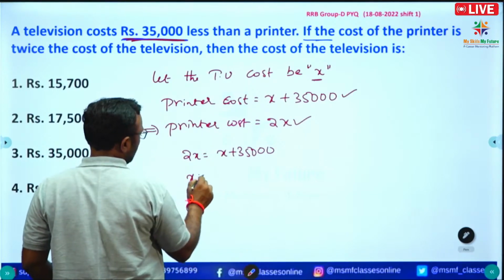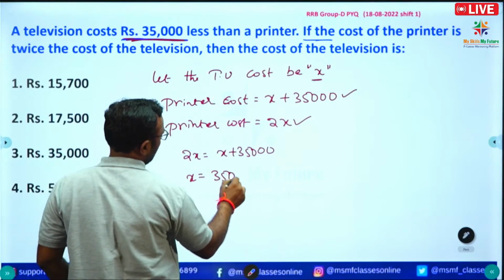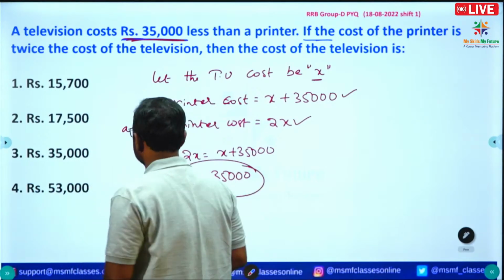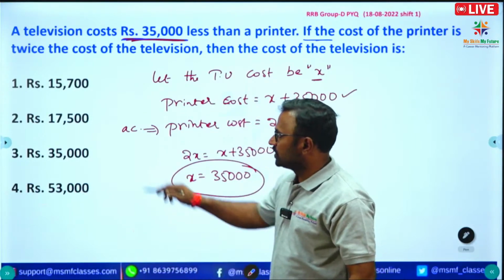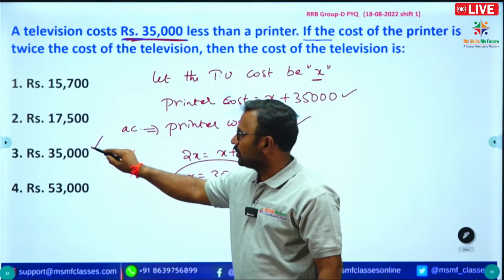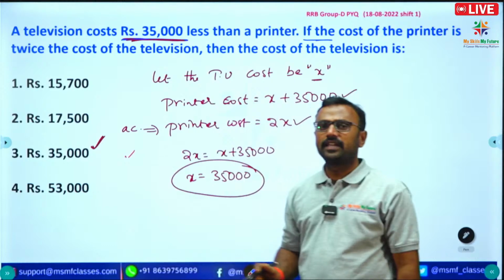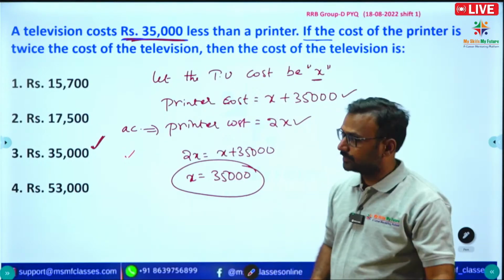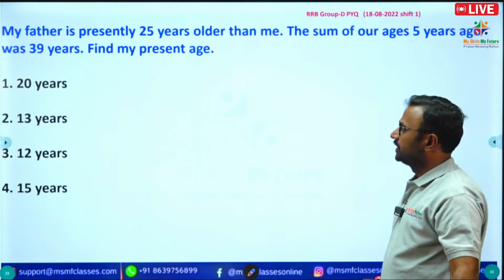So X is equal to 35,000. So the television cost is 35,000. See, option 3, rupees 35,000, is correct. Next question.